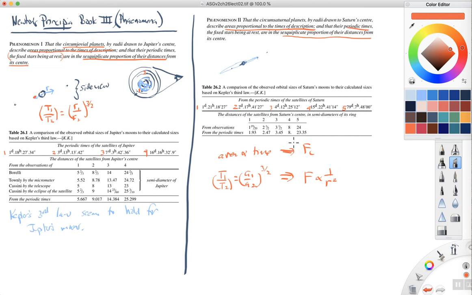Okay. Again, Newton hasn't said this specifically yet. He's just helping us to understand what we see regarding Jupiter's moons and Saturn's moons, but this is eventually where he's going with this. Okay, and I think what I'll do is I will stop there and pick this up with phenomenon 3 through 6 next time.